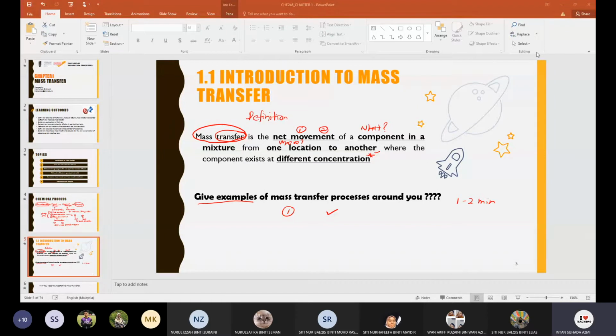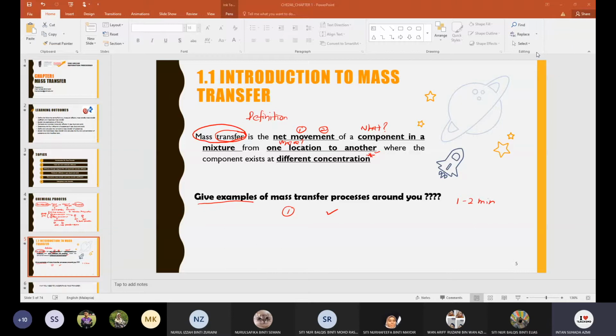Okay, we start back our class. So, I will ask the first person, Siti Nur Hafifa. Can you give me some example of mass transfer process? Yes, madam. One of the example is evaporation of water from a pond to the atmosphere. Yes, that is one of the example. Thank you, Hafifa.